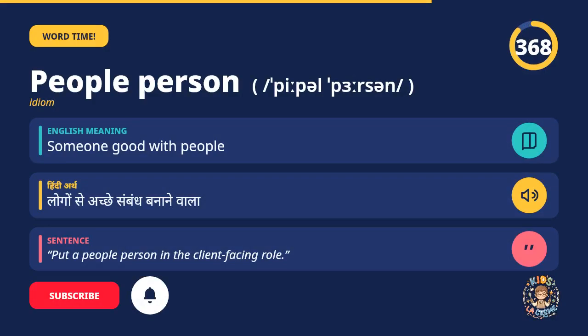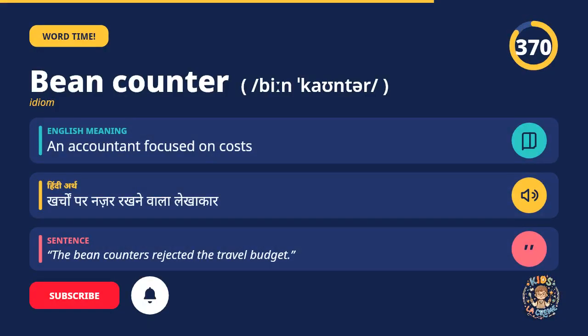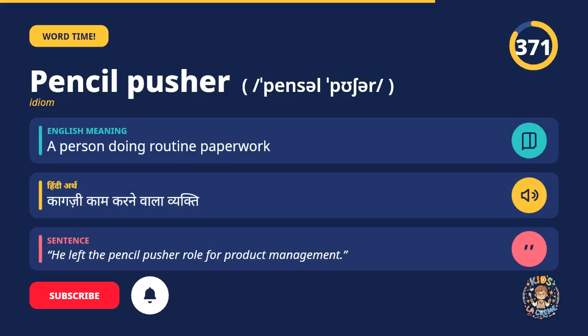People person, someone good with people. Put a people person in the client-facing role. Number cruncher, someone who works with data. The number crunchers will validate the forecast. Bean counter, an accountant focused on costs. The bean counters rejected the travel budget. Pencil pusher, a person doing routine paperwork. He left the pencil pusher role for product management.